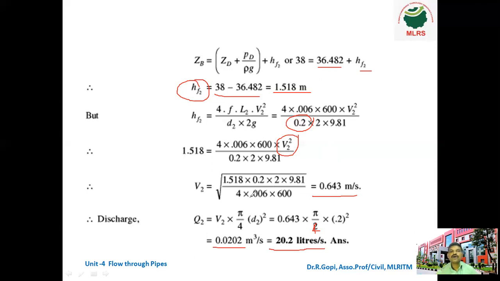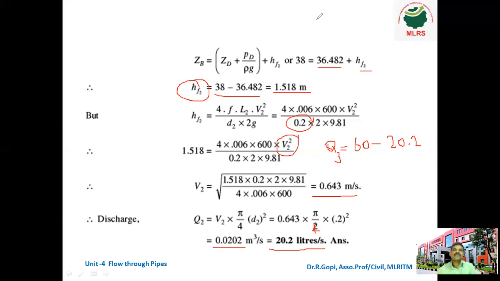Once you found Q1 and Q2, Q3 we can easily calculate. So Q1 is 60, minus the Q2 value 20.2. So 60 minus 20.2, how much? 39.8. Okay, 39.8 is the final answer. This is your Q3.